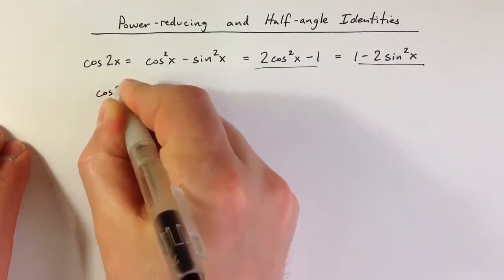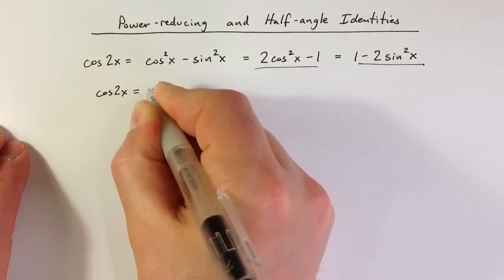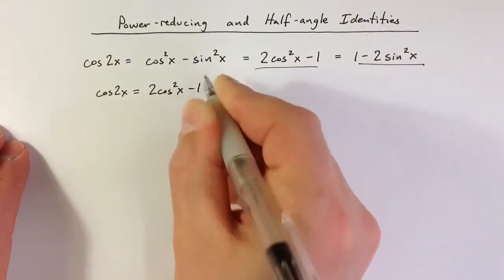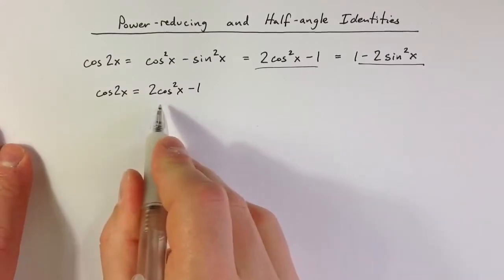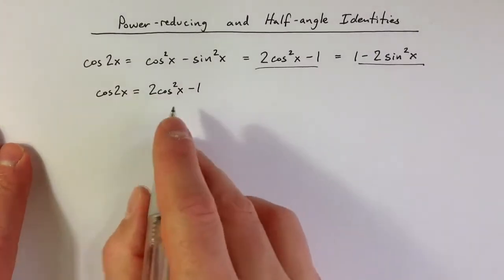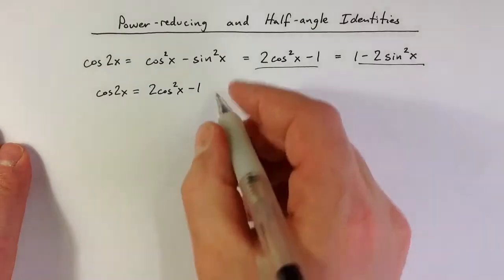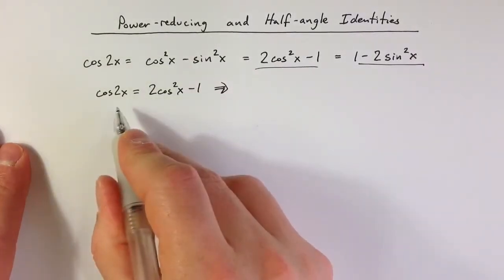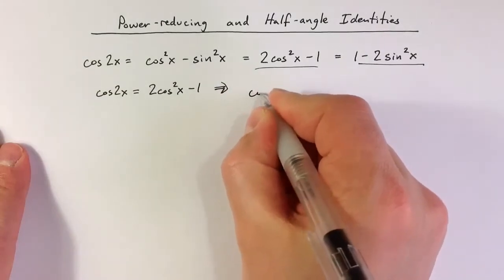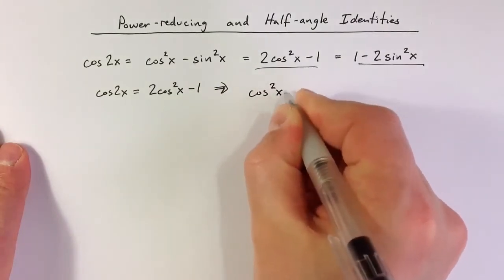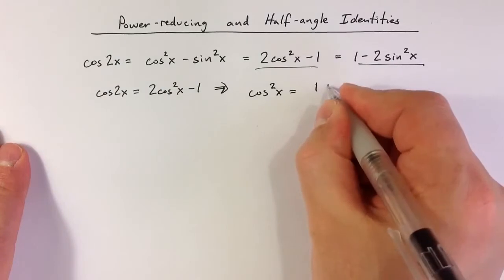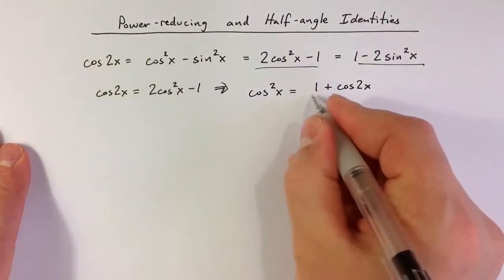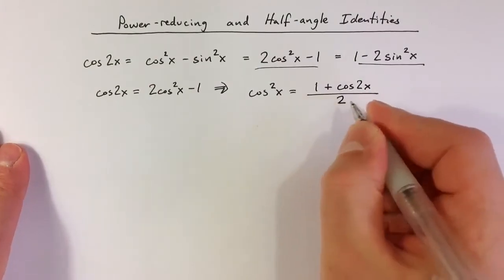If I have cosine of 2x, and I set that equal to 2 cosine squared x minus 1, I can solve for cosine squared by adding 1 to the other side and dividing by 2. And so I get cosine squared of x is equal to 1 plus cosine of 2x, all divided by 2.